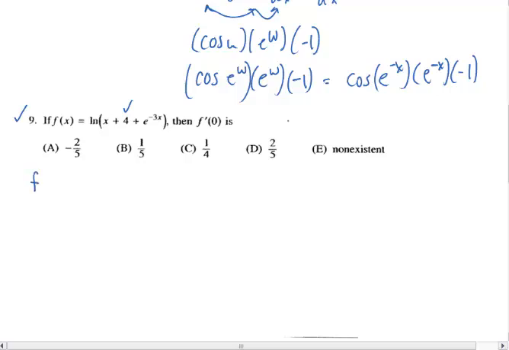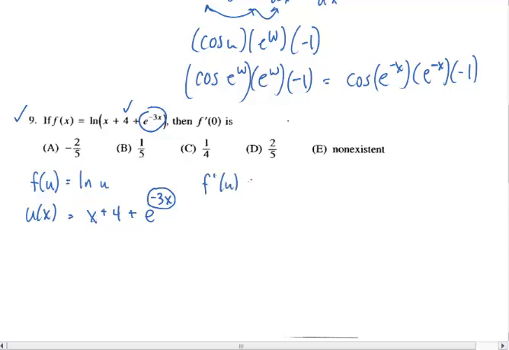So I'm going to say f of u equals ln of u. I have an inner function, so I'm going to just go with u of x, and that's going to be x plus 4 plus e to the negative 3x. I'm going to assume that we know what to do when we take the derivative of e to the negative 3x because it's a mini chain rule there. But let's just take the different parts.